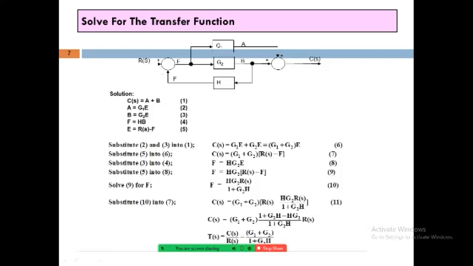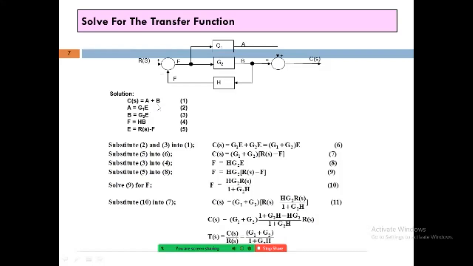Now, what is the next step? Our main equation is C of S, that is equation number 6 or equation number 7, by solving 6 into 7. Now substitute the value of equation number 10 into 7. So what do we get? This C of S is equal to, in the first bracket, G1 plus G2. And what is in the second bracket? Yes, it is R of S minus H into G2 R of S upon 1 plus G2 into H.